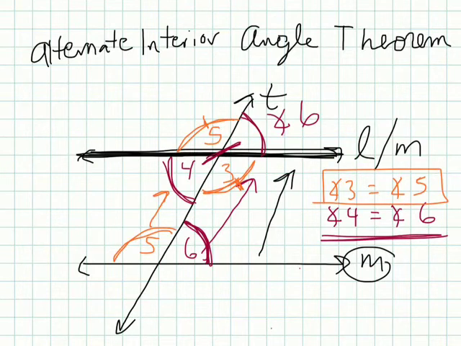So the theorem says alternate interior angles are congruent to each other. So these two are congruent to each other, and angle 4 and 6 are congruent to each other. And we'll go into proofs of those later. Just wanted to show you some visual things to help you understand it.